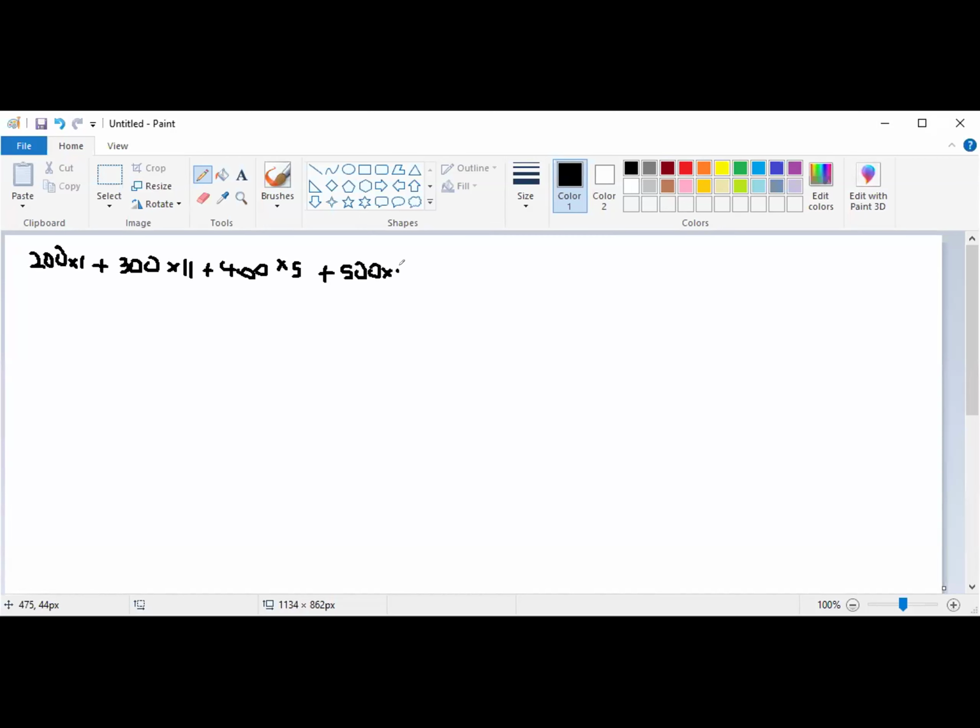We're just doing this because we want to show our working, nothing else. The last one is what? 600 times 3. Okay, that's good. You know what 6 times 3 is. So guess what we're going to divide it by? You're going to divide it by the sum of the frequencies. So that's going to be 1 plus what?